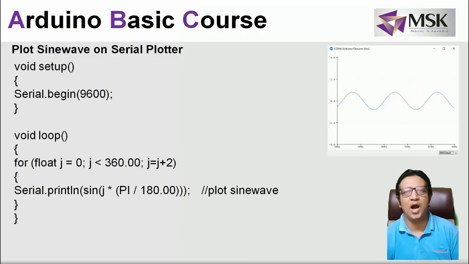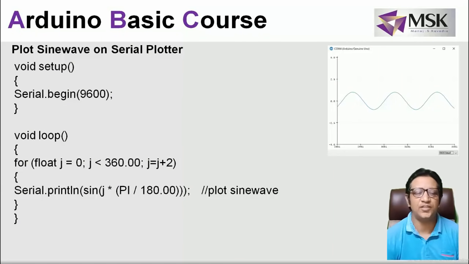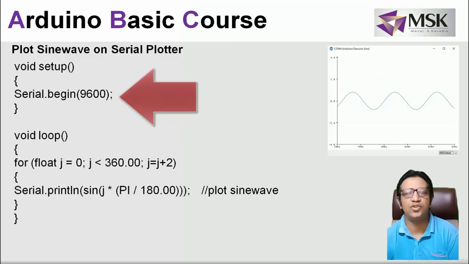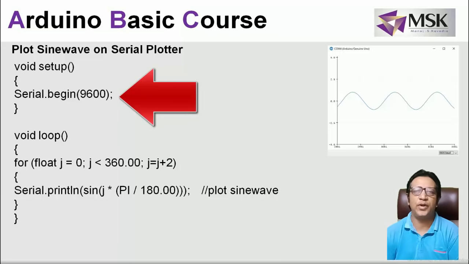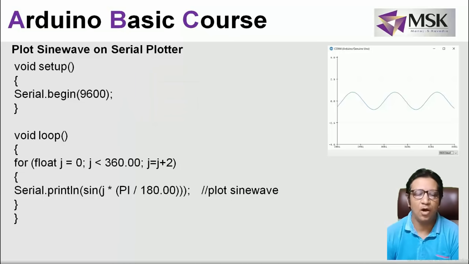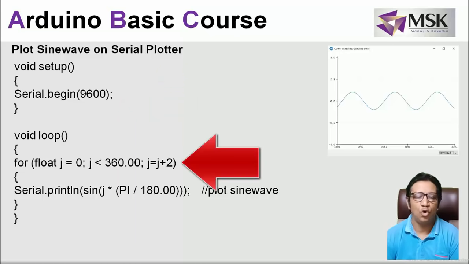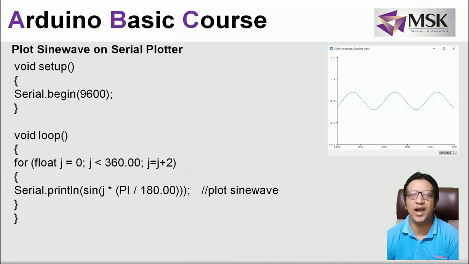Now let's see how the serial plotter is functioning. Again I've initiated the communication with the speed of 9600 baud. Now see what is happening in the loop. In the loop, I've taken a float variable whose value is changing from 0 to 360, incrementing by 2, meaning 0, 2, 4, 6, 8 till it reaches 360. And then I've used a sine function.